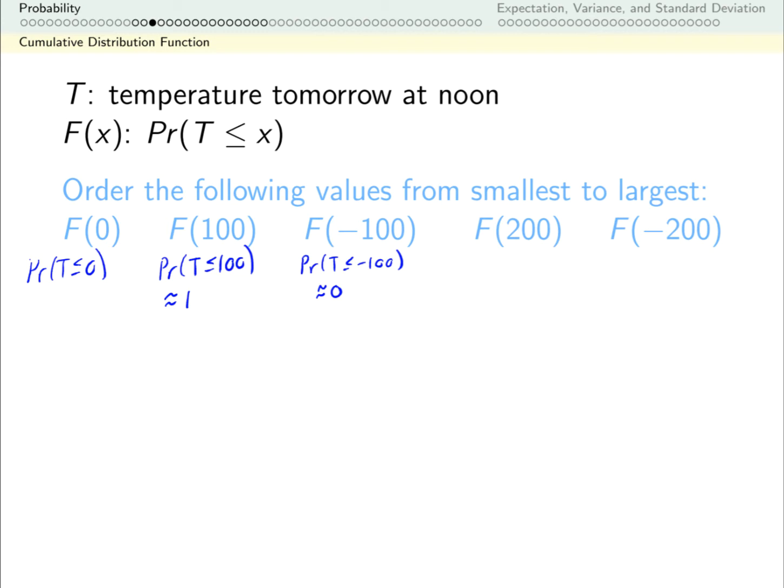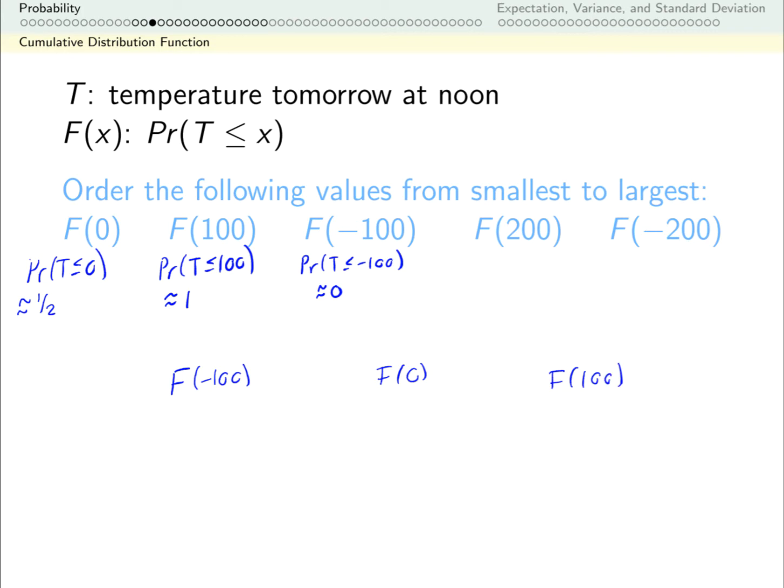On the other hand, the odds that it's freezing, I mean, depending on when you're listening to this, yeah, it could be freezing, could be not. Let's say that's definitely not 0, definitely not 1, definitely somewhere in between. So these three I can order pretty easily. F of minus 100 is the smallest. F of 0 is in the middle. And F of 100 is higher than these.